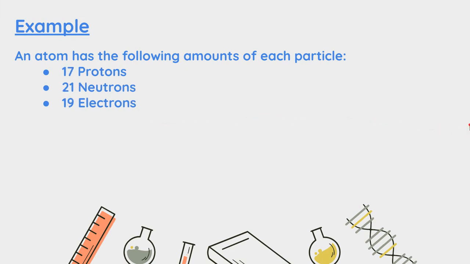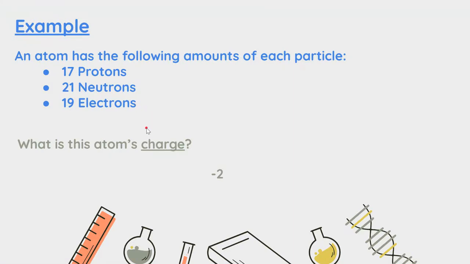Let's try one more. A different atom has the following amounts of each particle: 17 protons, 21 neutrons, 19 electrons. What is this atom's mass? This atom would have a mass of 38 because 17 protons plus 21 neutrons gives us 38. Next, what is this atom's charge? This atom would have a charge of negative 2 because there are 2 more electrons than protons. You could also do 17 minus 19.